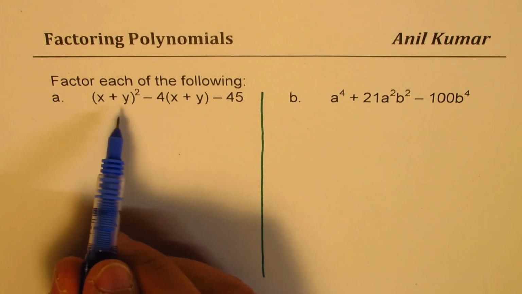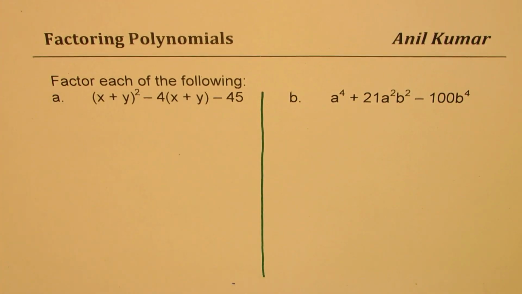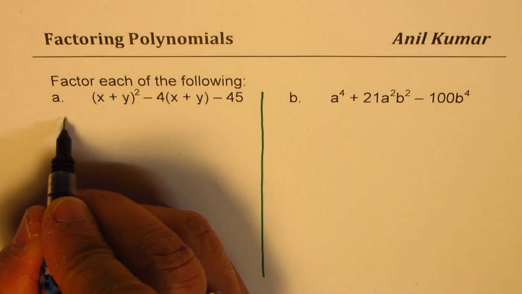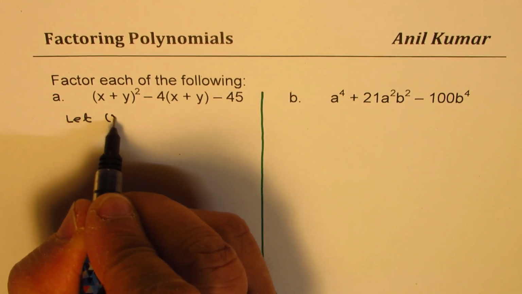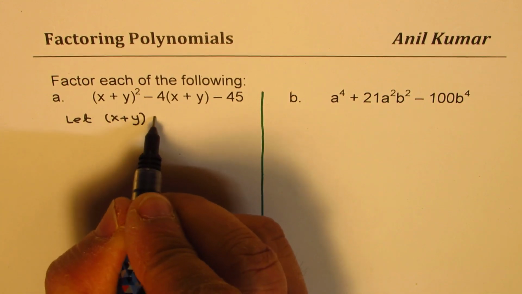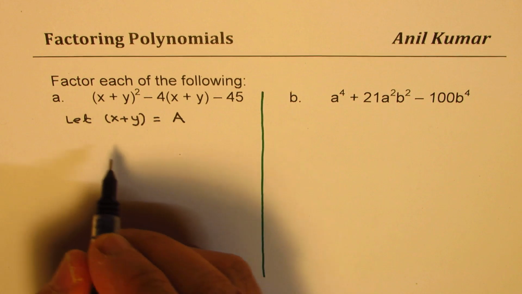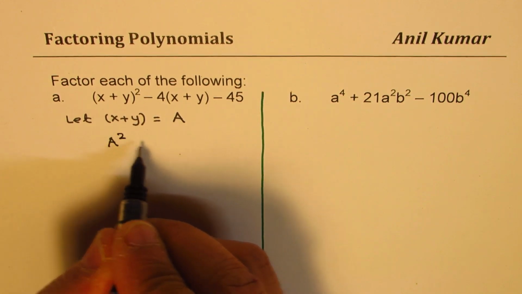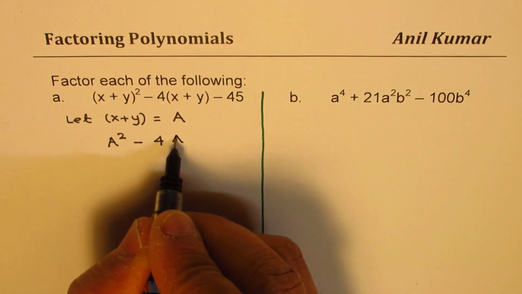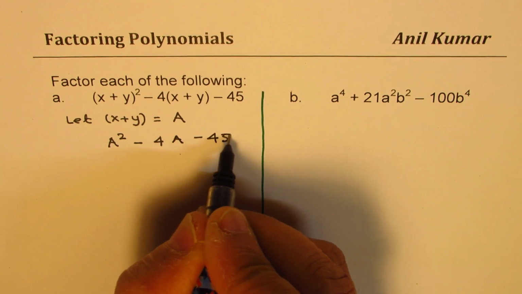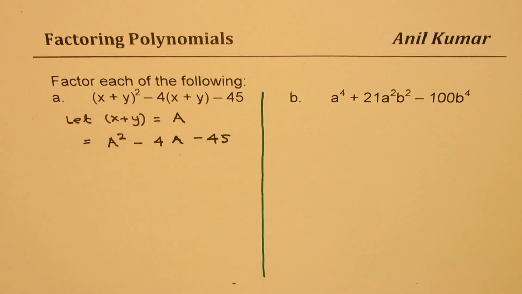So to simplify, x + y looks sometimes slightly difficult to work with. What you could do is substitute and say let x + y equal to, let's say, capital A, right? So in that case, what we get here is A² − 4A − 45. Now writing capital A reminds me that I have to really replace it with something, right? Because that doesn't sound right, correct?